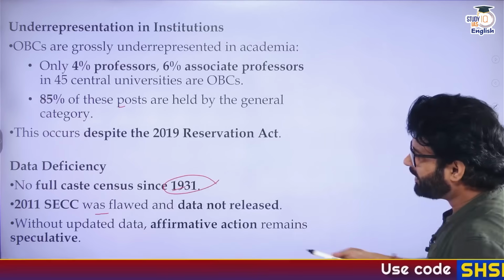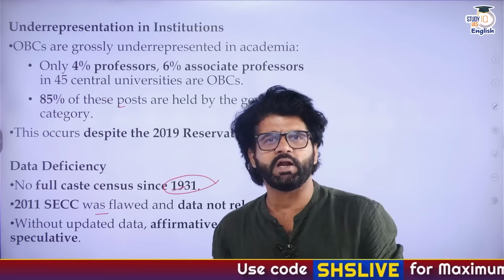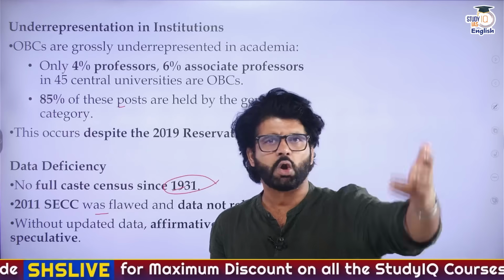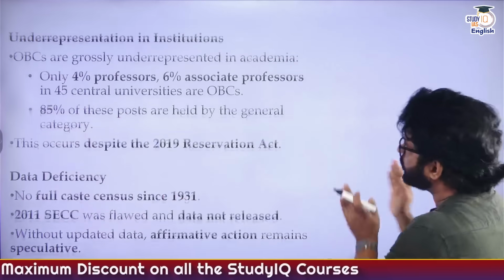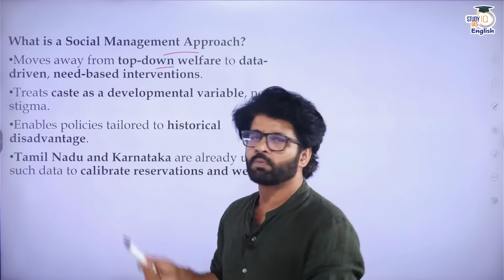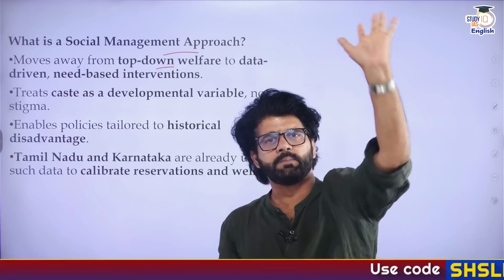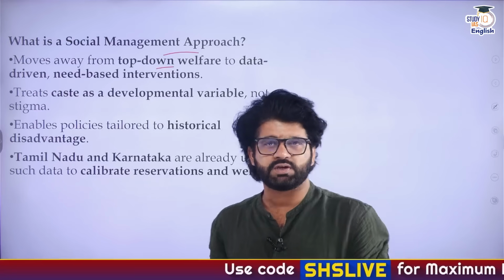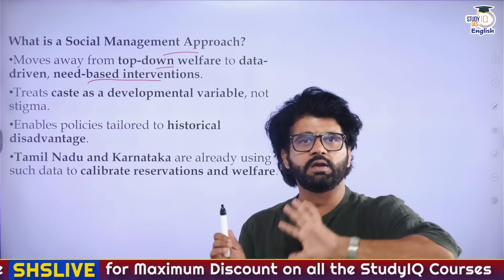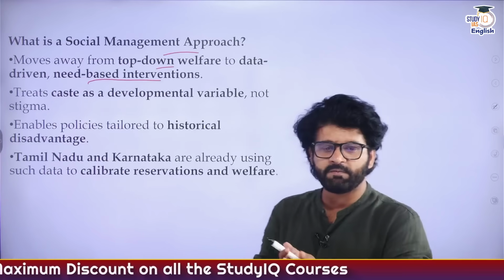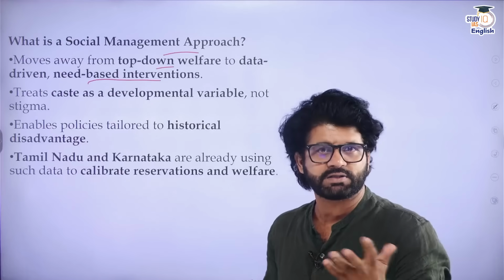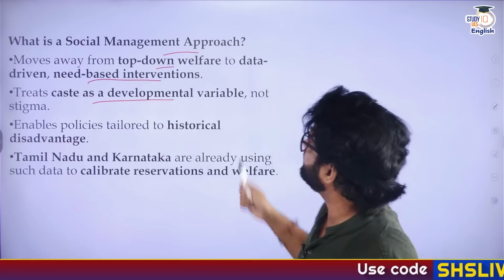And again, without updated data, affirmative action remains speculative. So whatever you're doing, the amount of reservation you're giving, etc., it's all speculation. It's all a top-down approach. You don't have the data, dude, to arrive at a correct estimate. Social management approaches, you move away from this top-down approach, top-down welfare, where people at the top are making the decision without having requisite data. Now you are going to data-driven, need-based intervention. It does not treat caste as a stigma. Many people feel this caste census will expand or proliferate caste as a stigma. It is not doing that. It is treating caste as a developmental variable.